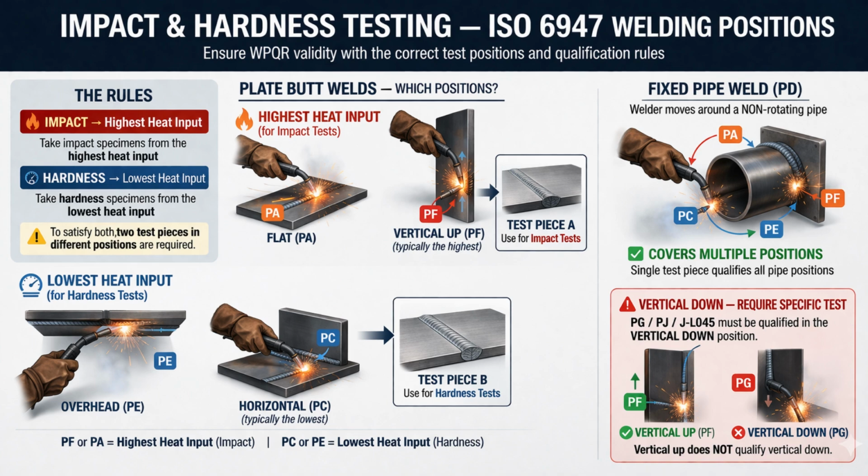For plate butt welds, the highest heat input position is typically PF, vertical up, or PA, flat, and the lowest is PC, horizontal, or PE, overhead. A fixed pipe weld, where the pipe does not rotate and the welder moves around it, naturally covers multiple positions in a single test piece. Vertical down welding, positions PG, PJ, and JL045, must be qualified by a specific test piece in that position. A vertical up qualification does not cover vertical down.